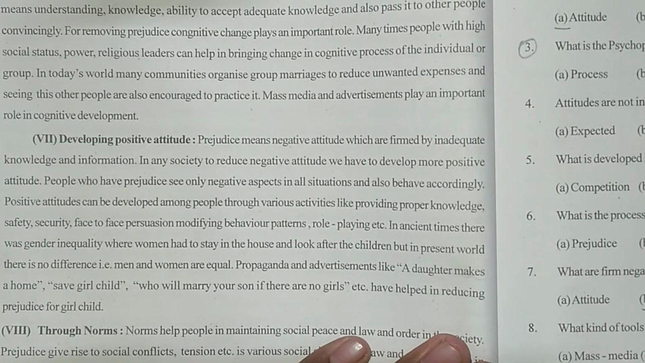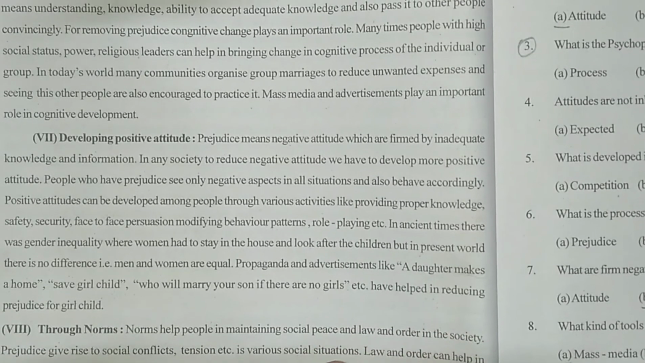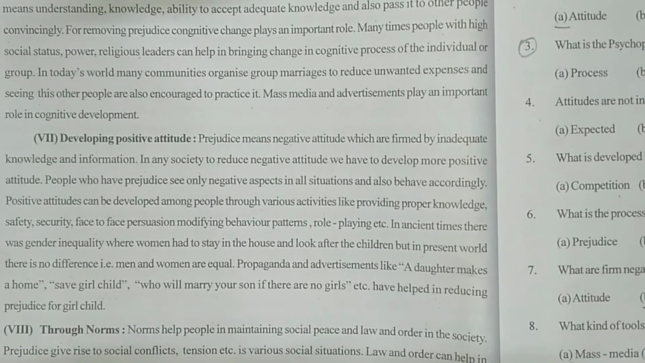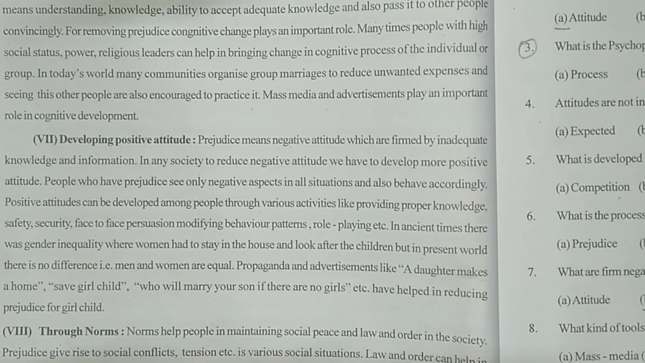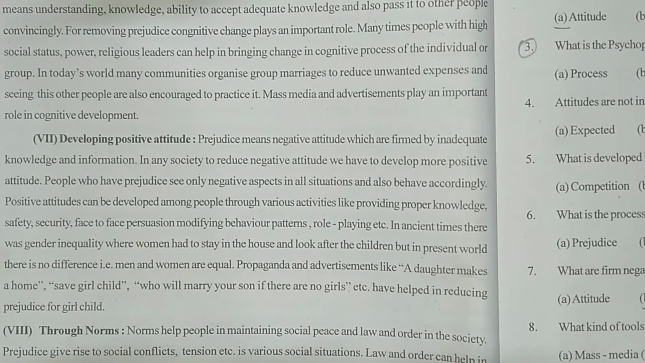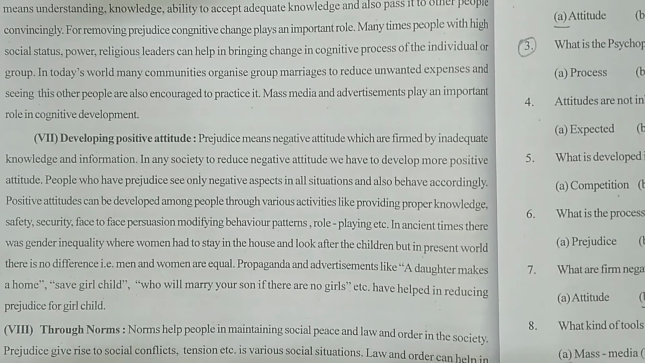In ancient times, there was gender inequality where the woman had to stay in the house and look after the children, but in the present world, there is no difference; man and woman are equal. Propaganda and advertisements like "a daughter makes a home," "save a girl child," "who will marry your son if there is no girl," etc. help in reducing prejudice against the girl child.